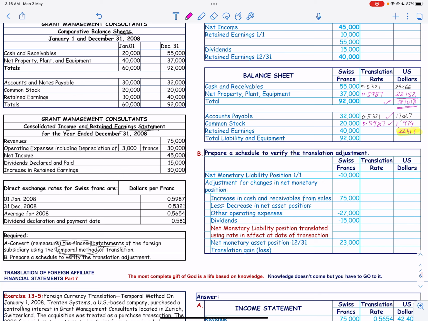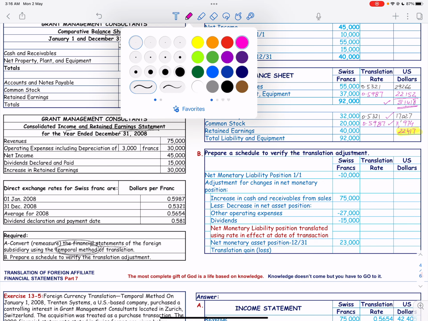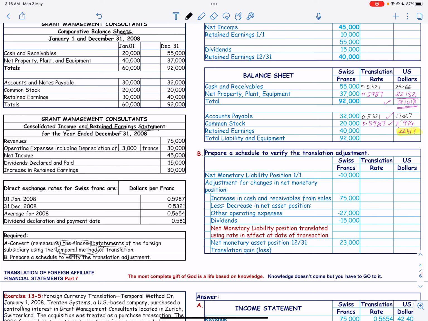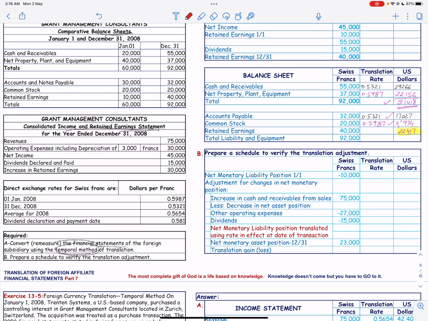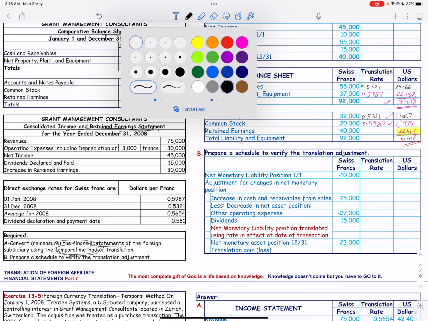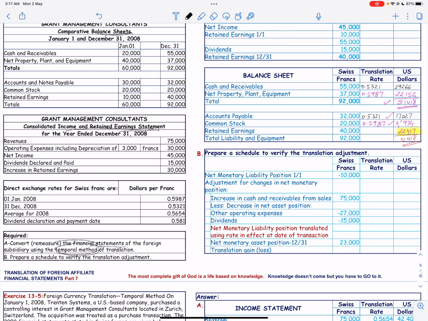Next, we are going to verify these figures. Now, revenues and expenses are to be translated, and now the total will be 51,418. And we are going to verify these figures.